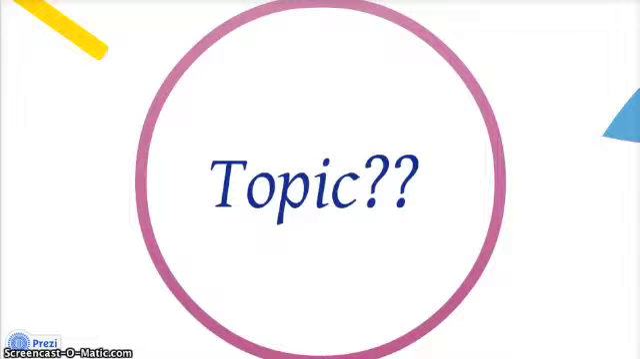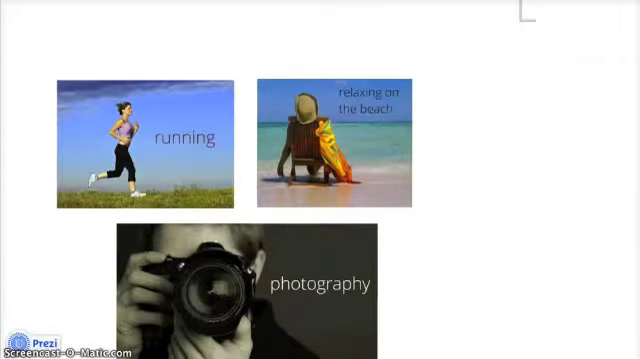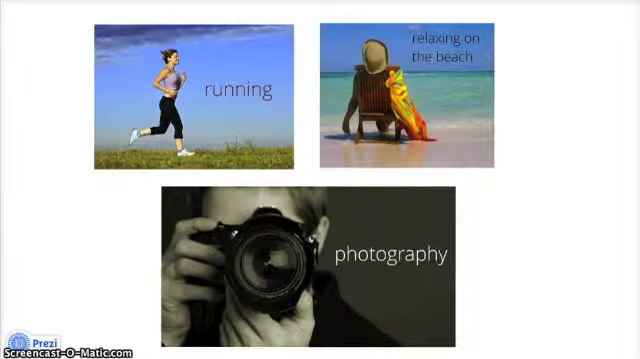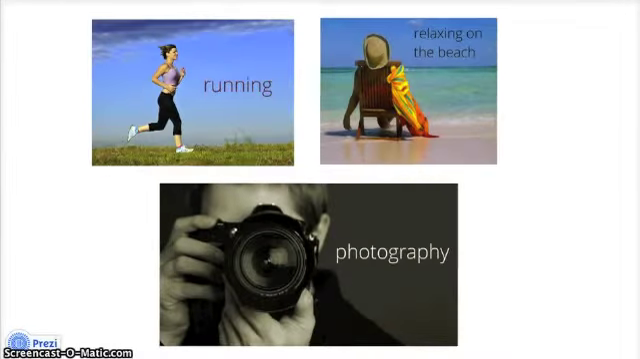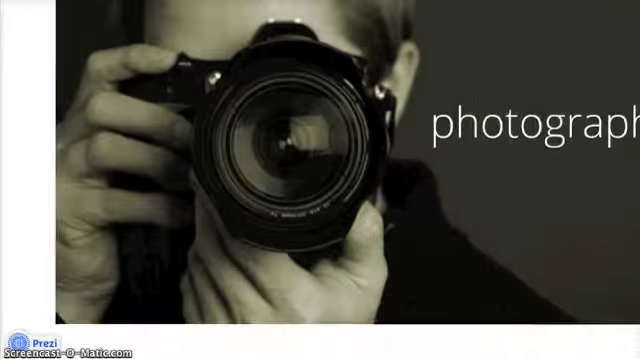Carlene is at a loss. The process ahead of her is so daunting that she doesn't know where to begin. So, she decides to start by asking herself, what are my areas of interest outside of my area of study? She comes up with the list: running, relaxing on the beach, photography. Photography. Let's see what we can do from there.